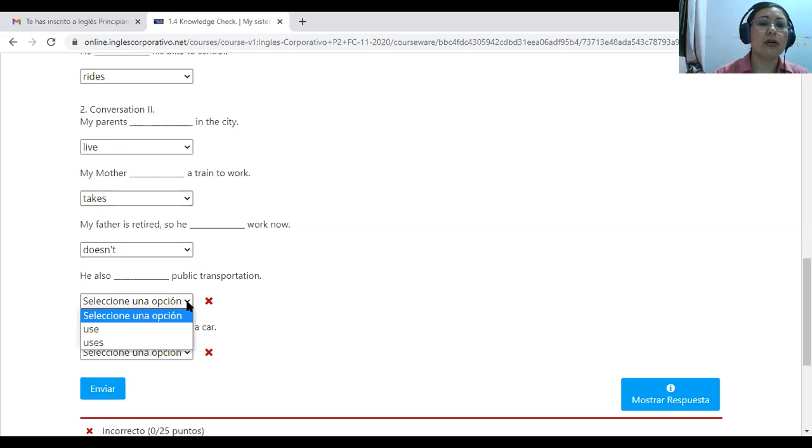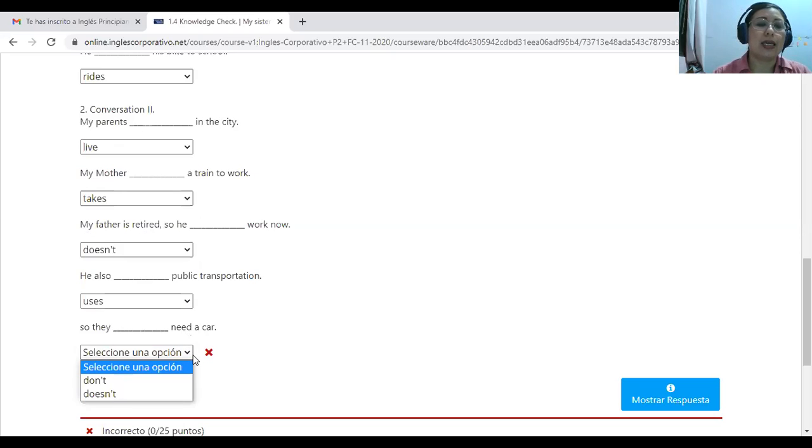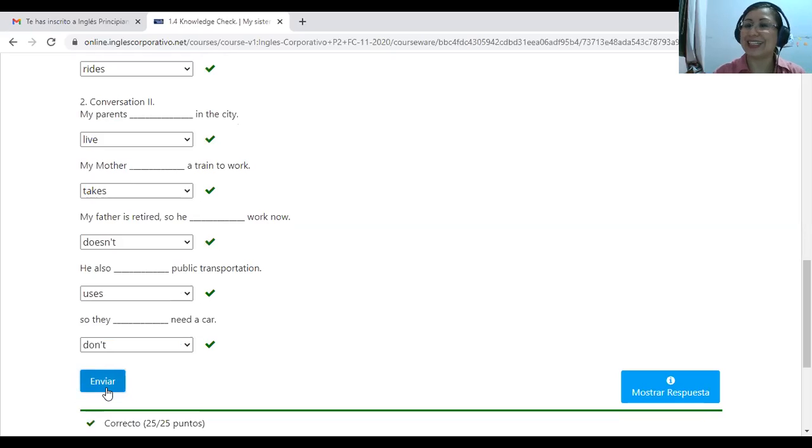He also use or uses? Uses public transportation. We are talking about third person. They don't need a card or they doesn't need a card? Don't. They don't need a card because we're talking about they, so it doesn't apply the third person singular rule. Yeah, that's it. Thank you.